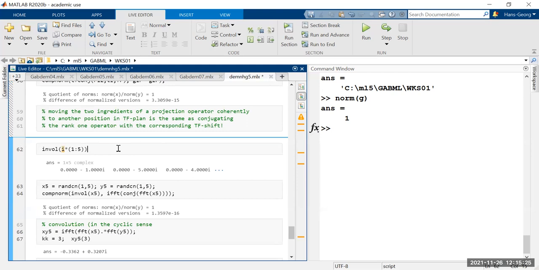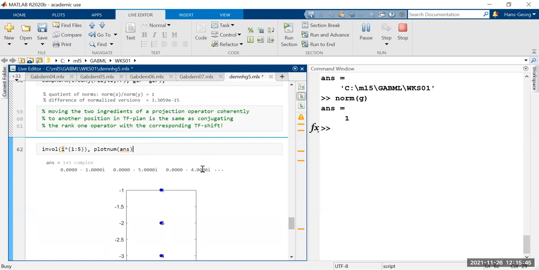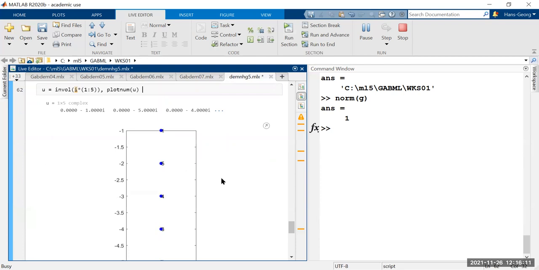So in the plot, maybe we also do this command here, plot num. I'm not sure if it works now, but it should show you that we are... maybe the answer was something different. I see. Sorry, that's of course nonsense, because it's purely imaginary, therefore it's plotted. Yeah, so I shouldn't do it here.